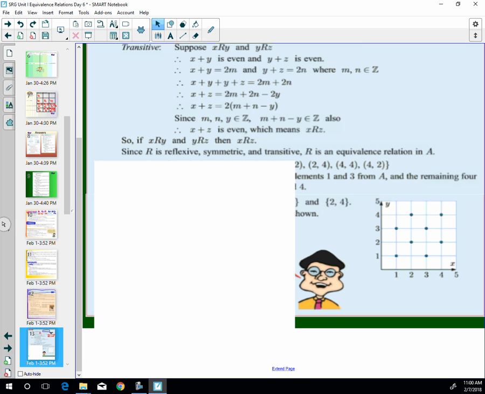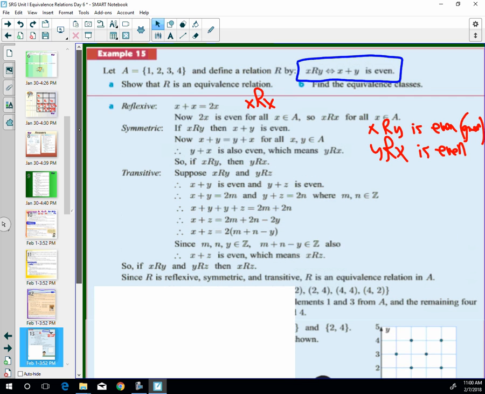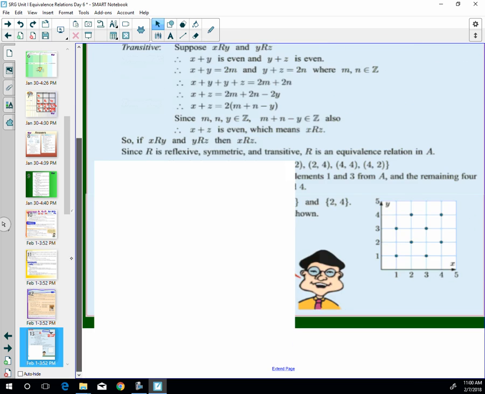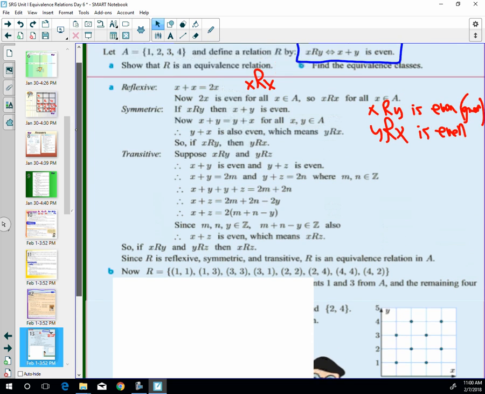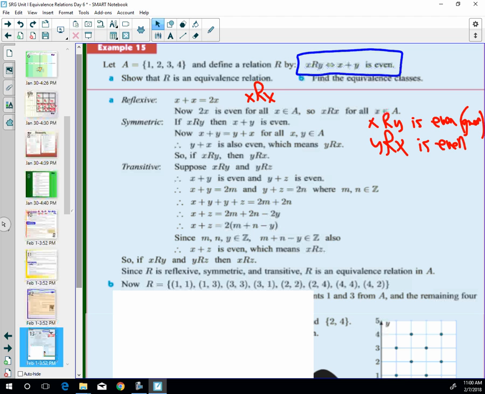And then they do have one more thing that they want us to do. Find the equivalence classes. And this was a little surprising to me too. Okay, if we looked at all of the ways to combine 1, 2, 3, and 4, you'd have 1,2; 1,3; 1,4; 2,3; 2,4; 3,4; 1,1; 2,2; 3,3; 4,4. There's lots of ways to combine them. But how are we defining these as the elements we keep?